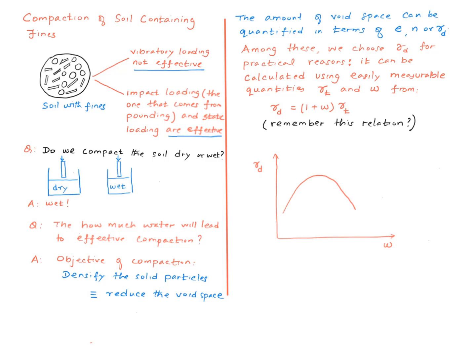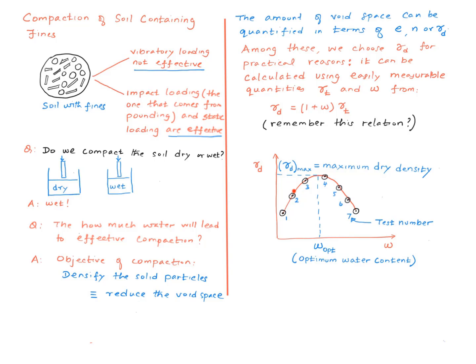If you were to compact the soil at different values of water content and plot a relationship between the dry density and the water content, this is what you will get. So as the water content increases, the dry density will first increase and then it will start decreasing. The value of the water content at this peak point is called the optimum water content. The value of the dry density at this point is called the maximum dry density.